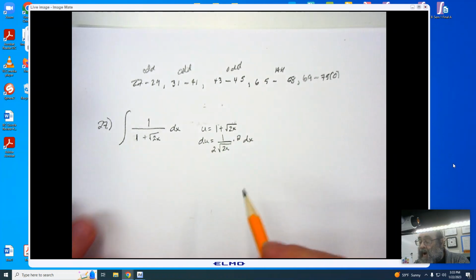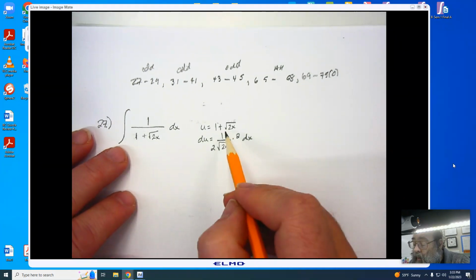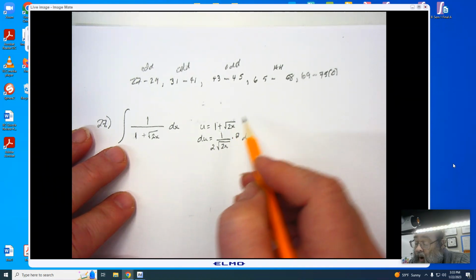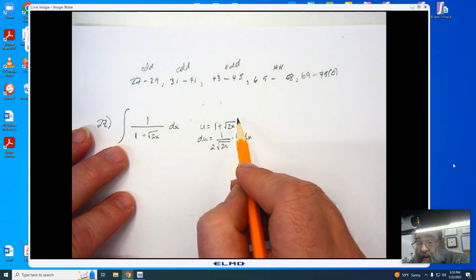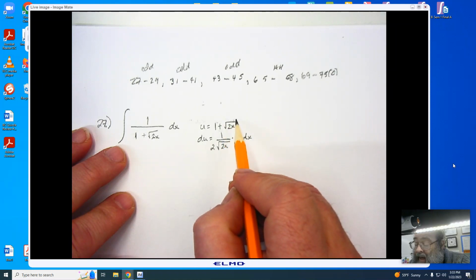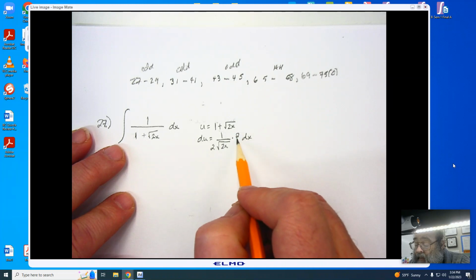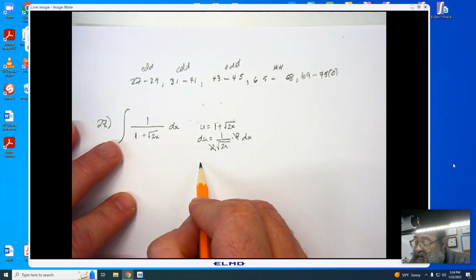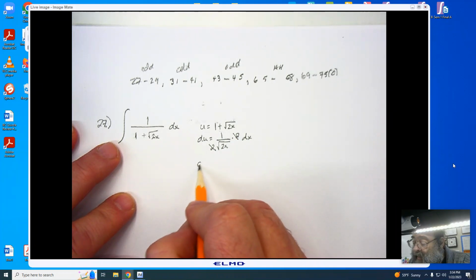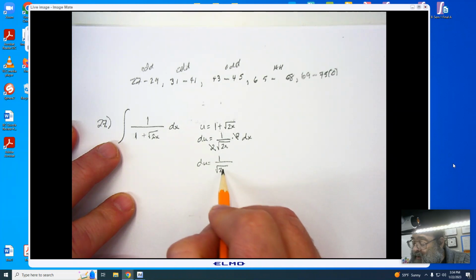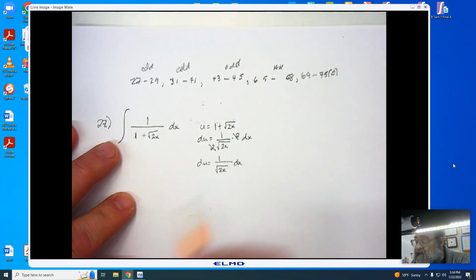So here I have my derivative, where I'm looking at this as 2x to the 1/2 power. 1/2 comes down in front, the exponent becomes a minus, and then I multiply by the derivative of the inside. This is going to cancel a few pieces, so I'm now going to see that my du is equal to 1 over the square root of 2x dx.